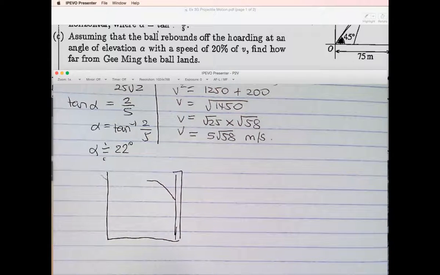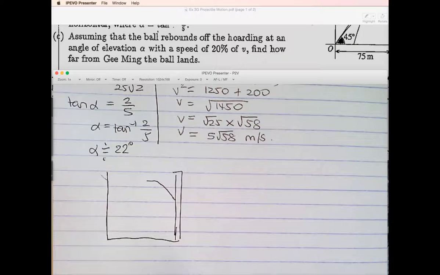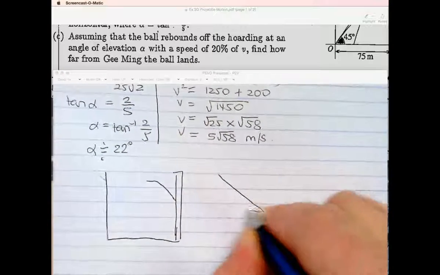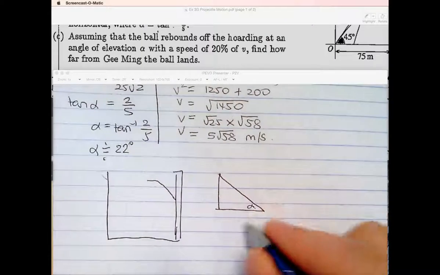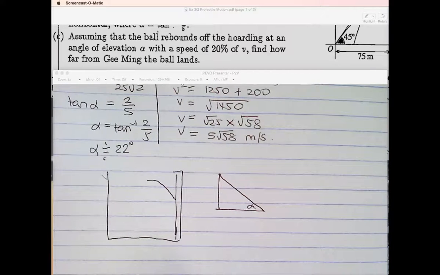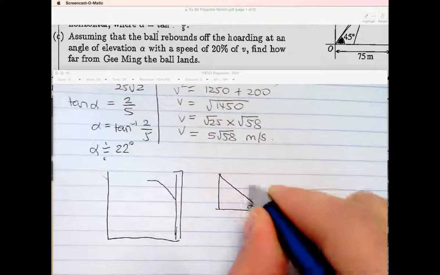It needs to be specific so that you know whether it is 20% of the 5 root 58 or 20% of the initial. It sounds to me like it's 20% of the speed at which it hits the board. It makes sense that it would be that. But in an HSC question, they should be very clear about that. This is what we've got here. The ball comes back like this. They're saying it rebounds at an angle alpha, which we know is tan to the minus 1 of 2/5. We're trying to work out that speed.